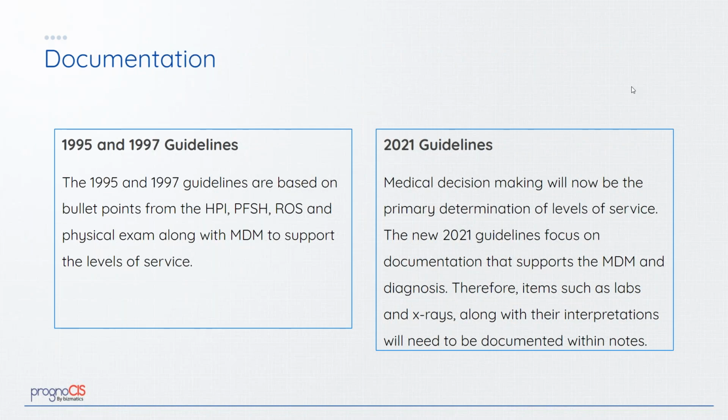Documentation examples for the 1995 and 1997 guidelines were based on bullet points for the HPI, PFSH, review of systems, and physical exam, along with the medical decision making to support all the levels of service. For 2021, medical decision making will now be the primary determination of levels of service. The new 2021 guidelines focus on documentation that supports the MDM and diagnosis. Therefore, items such as labs and x-rays, along with their interpretations, will need to be documented within the body of the note.